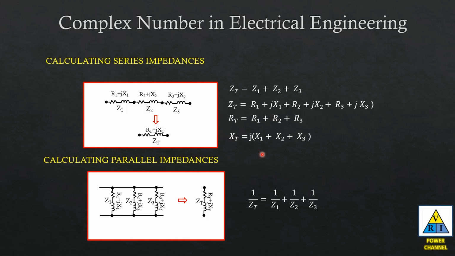To calculate the parallel impedances, in this example, we have Z1 in parallel with Z2 in parallel with Z3. So the reciprocal of the total impedance is the sum of the reciprocals of all the impedances. So we have 1 over ZT is equal to 1 over Z1 plus 1 over Z2 plus 1 over Z3. In the following slides, we will show you how we do this in Excel.